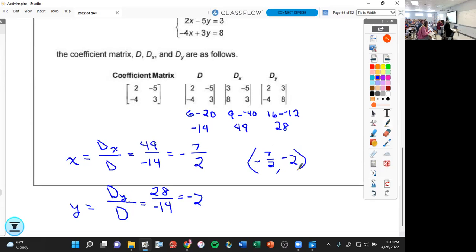And that's just using Cramer's rule. I didn't do all that elimination stuff. I didn't do substitution. I found 3 determinants, did some division, and I was done.